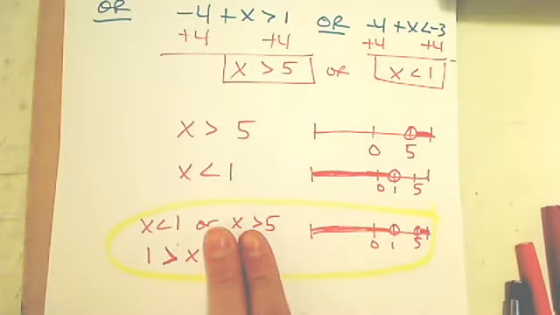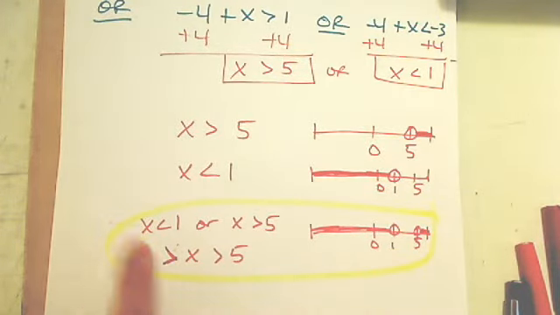Flip it back. X is less than 1. It's the same thing. Yeah. It's just different. So here, it's all answers except for 1, 2, 3, 4, and 5. Everything else is an answer.